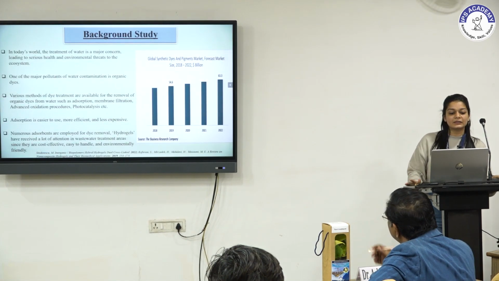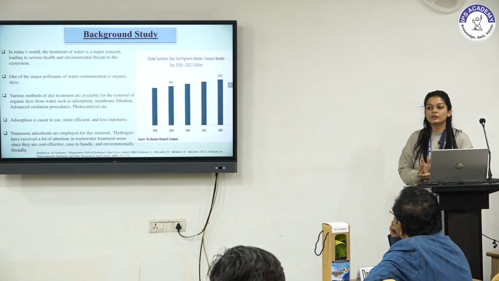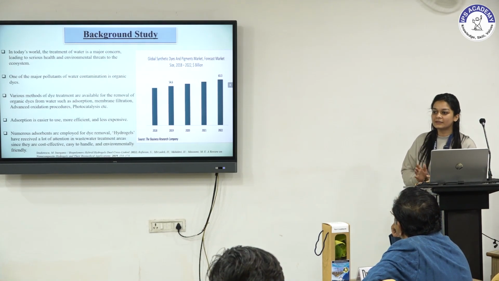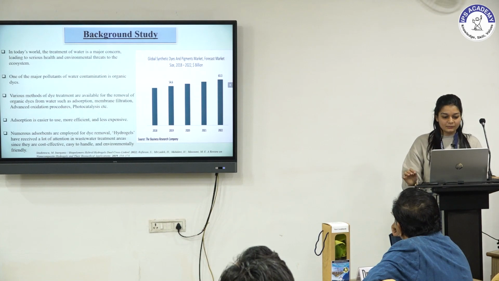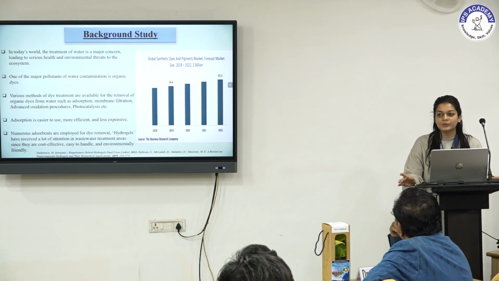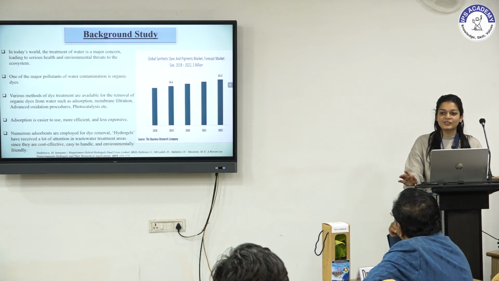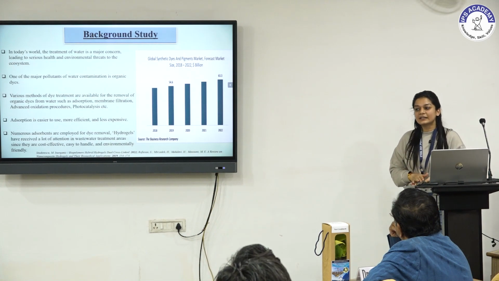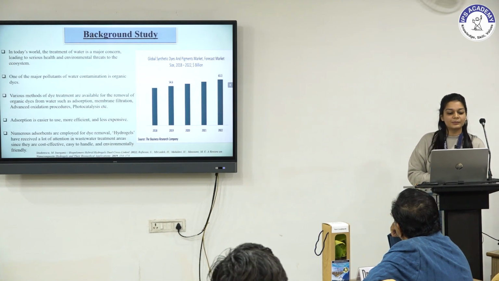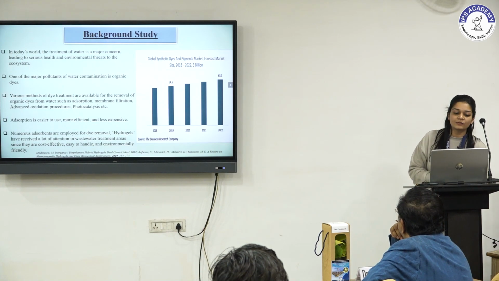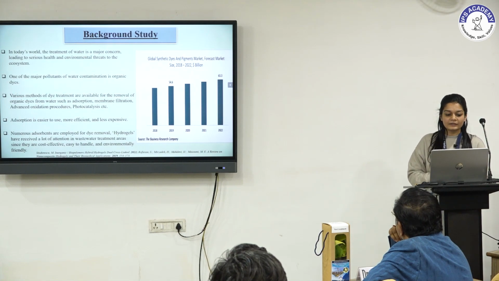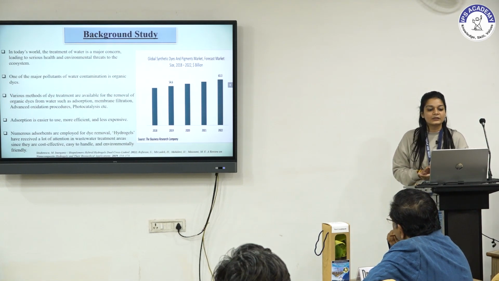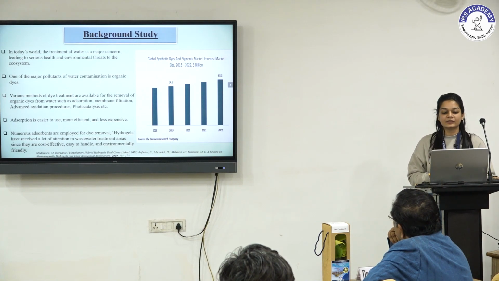So first we'll start with the background study. As we all know, treatment of water is a major concern nowadays because polluted water leads to serious health and environmental threats to the ecosystem. One of the major pollutants of water contamination is organic dye. Various methods are available for wastewater treatment, including adsorption, membrane filtration, photocatalysis, advanced oxidation process, etc. But we are focusing on adsorption because it is easier to use, more efficient and less expensive.